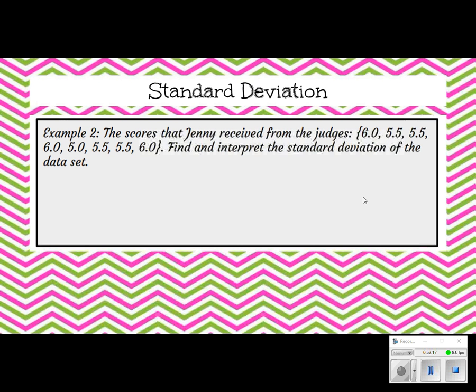So there's not any judges that are being very, very favorable to her when she doesn't deserve it, and nobody's like, you completely suck, when she's actually good. They're all in about the same area.